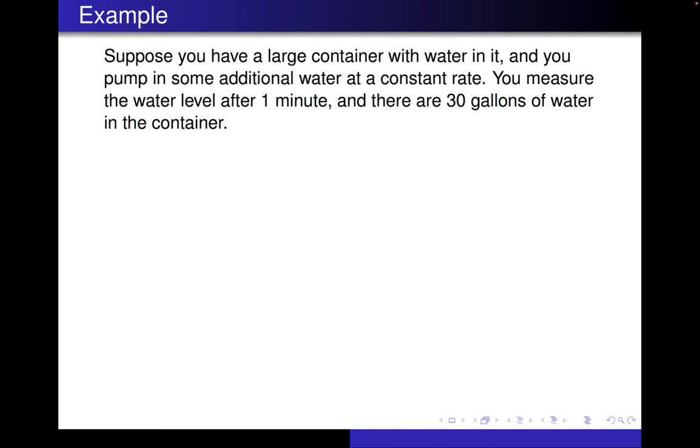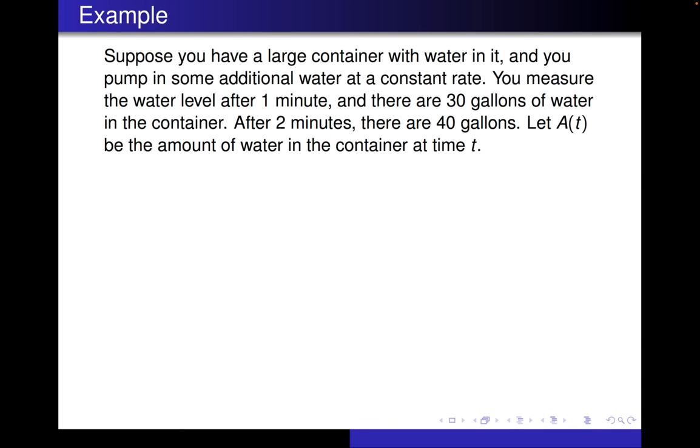So you measure the water level after 1 minute, and you have 30 gallons of water in the container. After 2 minutes, there are 40 gallons. And again, you don't know how much water there was at the beginning, but you do know how much water was in there at those 2 points, and you know the water was put in at a constant rate. So now we let A of t be the amount of water in the container at time t, and we are going to look for a formula for A of t.